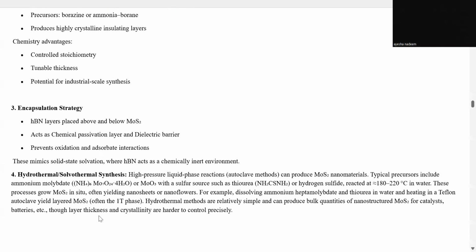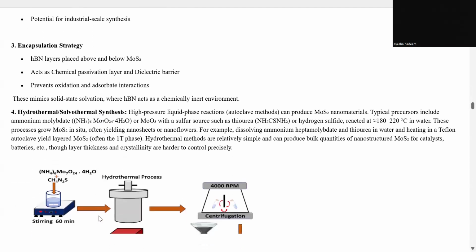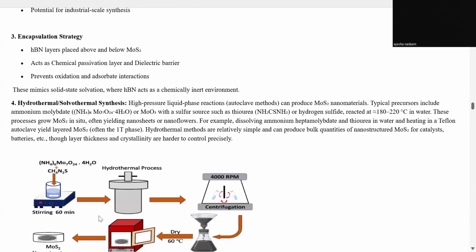The third method is the encapsulation strategy. In this strategy, hBN layers are placed above and below MoS2, and it acts as a chemical passivation layer and dielectric barrier, and it prevents oxidation and adsorbate interactions. This mimics solid state solvation where hBN acts as a chemically inert environment.